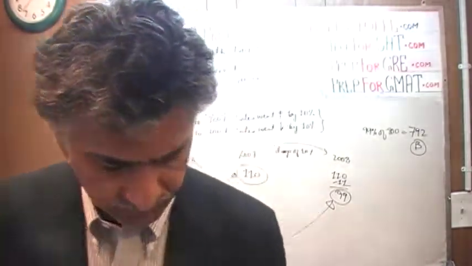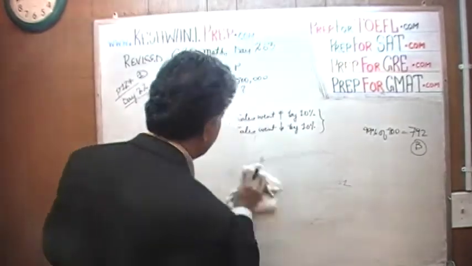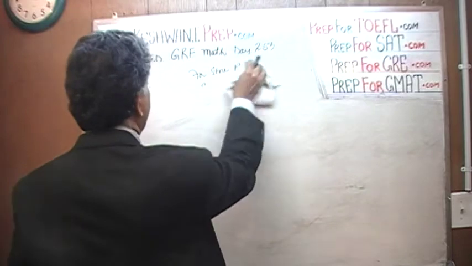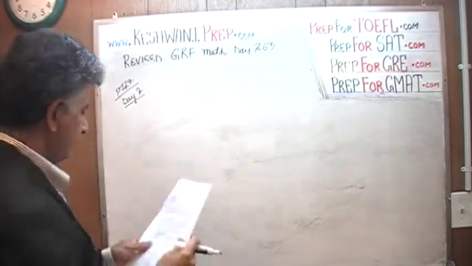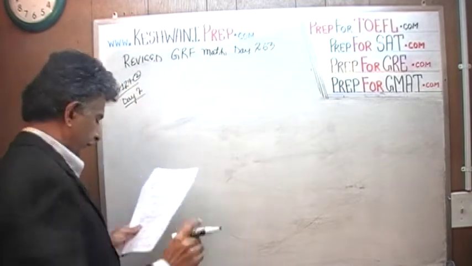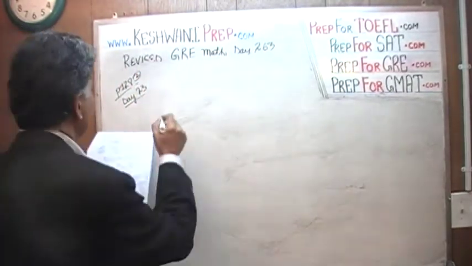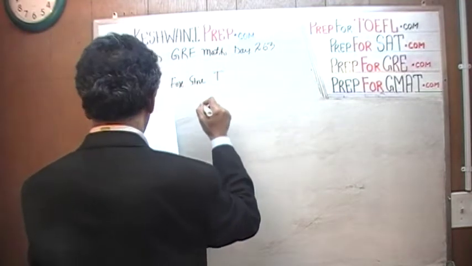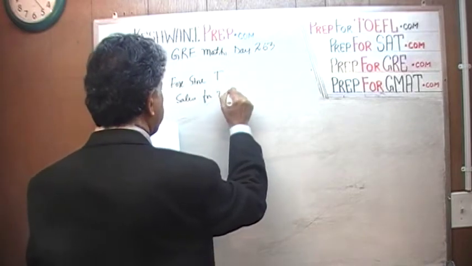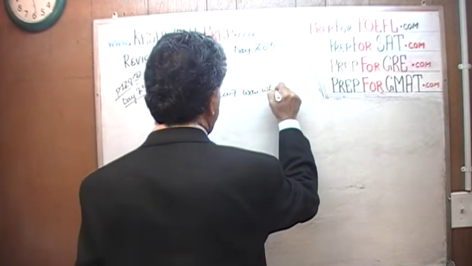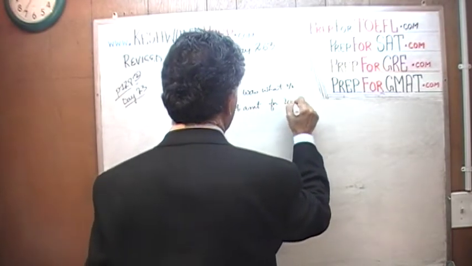On the next page, the problem we see there, number 2, on page 128, is something that we solved on day number 23. It says, for store T, sales for 2007 was what percent of the dollar amount for 2008.